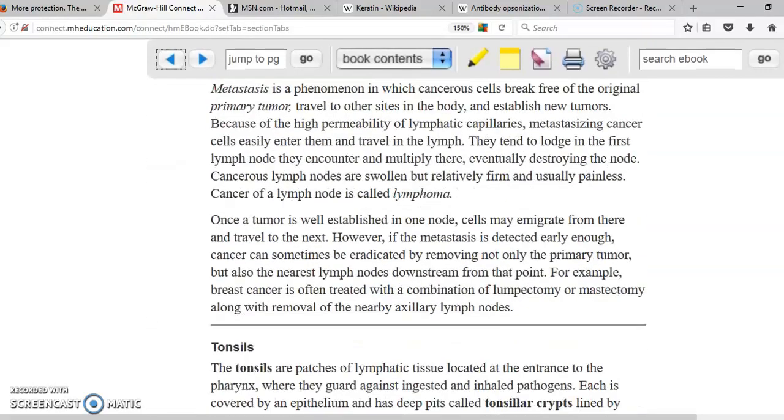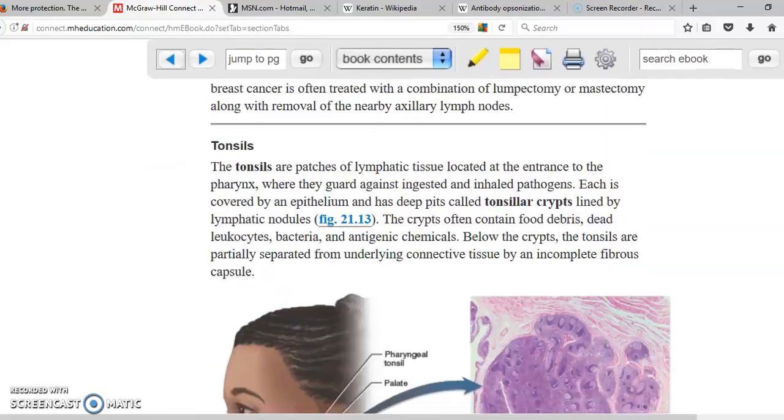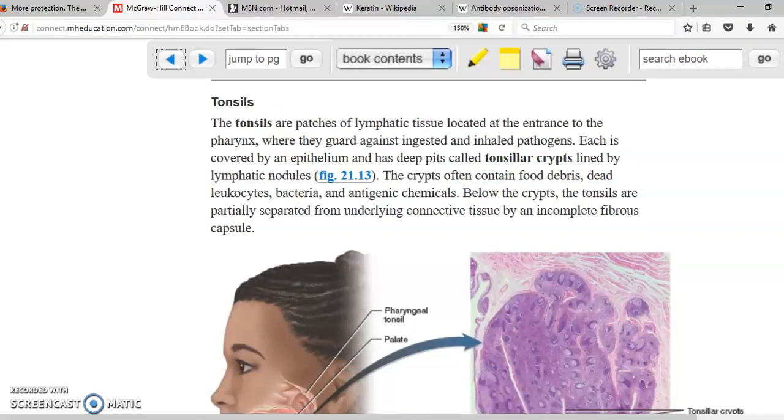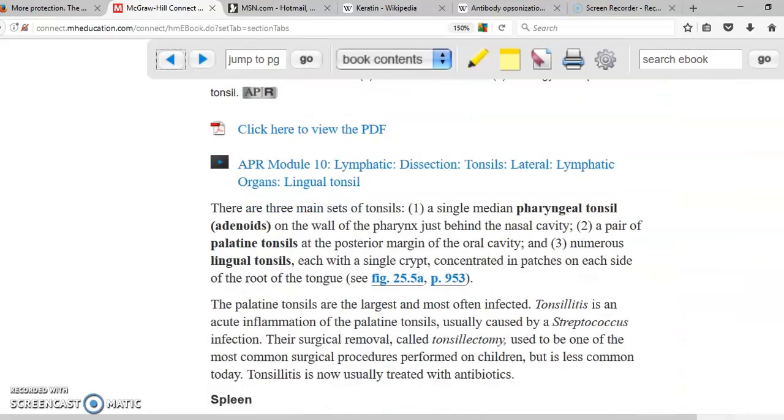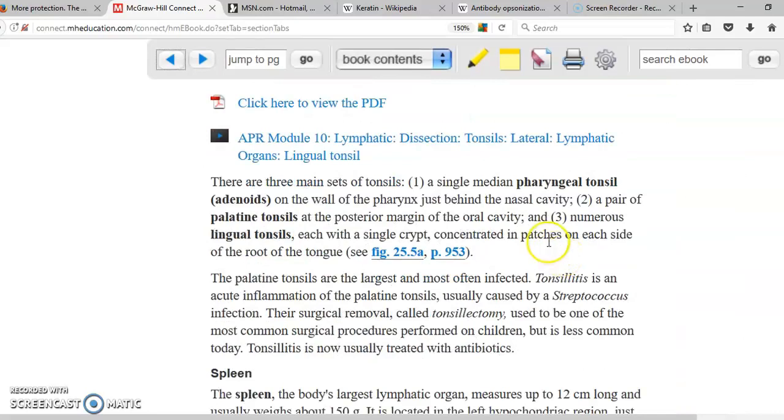So if we keep scrolling down, we have the tonsils. They are located in your mouth, and they are basically groups of patches, as it says in here, of lymphatic tissue located at the entry of the pharynx. I think everybody knows where the tonsils are located. And there are three main sets of tonsils. You're going to have the pharyngeal tonsil, which is a lot of times called the adenoids. Palatine tonsils, which are on top of your tongue, basically on the upper area of your mouth. And then the lingual tonsils, which are obviously located where your tongue is.